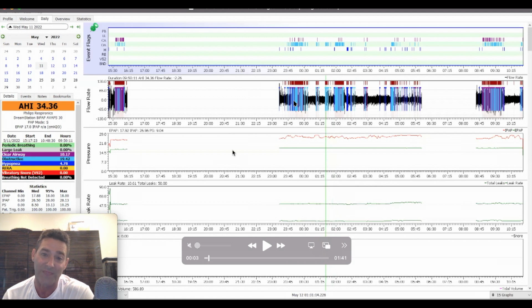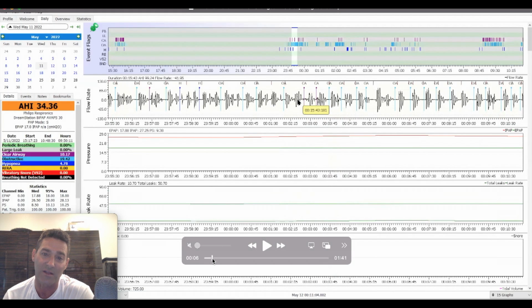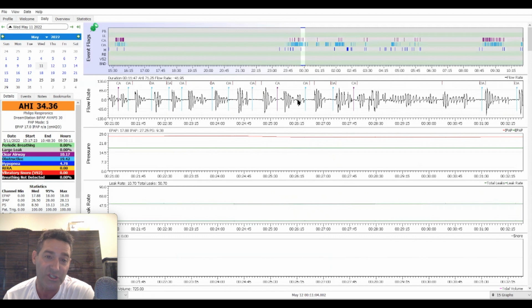This guy's on bilevel, and he's on an EPAP of 17. It wasn't working for him. Let's take a look at what happens. So look at this data. We can tell this is just a hot mess. Back-to-back obstructive events.